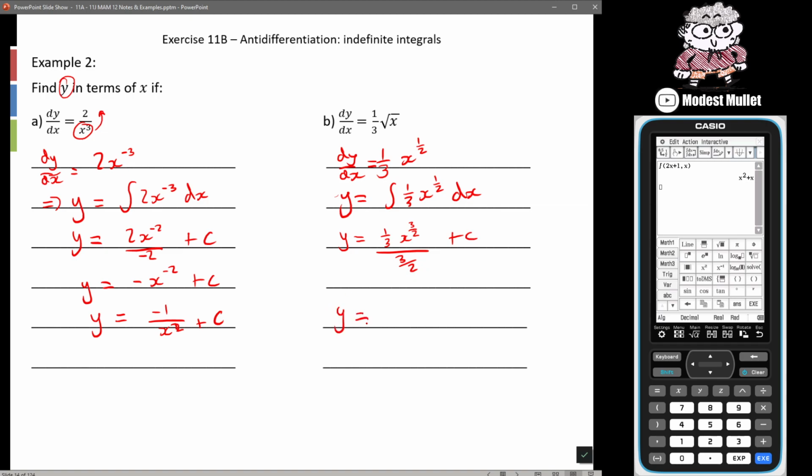Now y is equal to 1/3 x to the 3 on 2 divided by 3 on 2. How do we divide a fraction? Well, we can multiply by the reciprocal instead, so we get 1/3 x to the 3 on 2 times by 2 on 3, so we're just flipping the fraction and multiplying instead, plus c, and that simplifies down to the 1/3 times the 2/3 is going to give us 2/9 x to the 3 on 2 plus c.